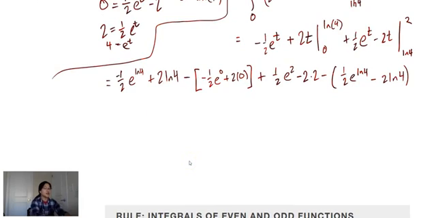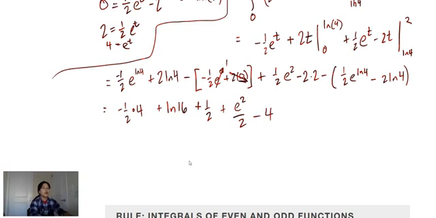What do we get? We get negative 1/2 e to the natural log of 4, which gives us just 4, plus natural log of 4 squared is 16, plus 1/2, and that's a 0. E to the 0 is 1, right? And then we have plus e squared over 2 minus 4 minus, parentheses, 1/2 times 4 minus natural log of 16 again.